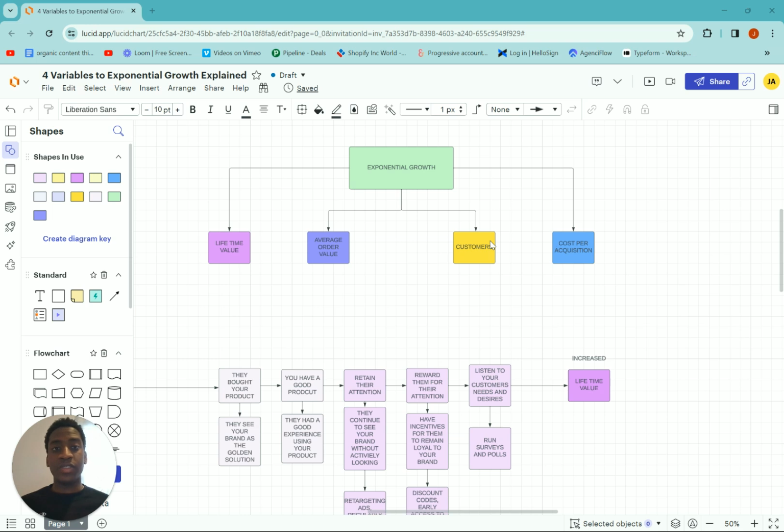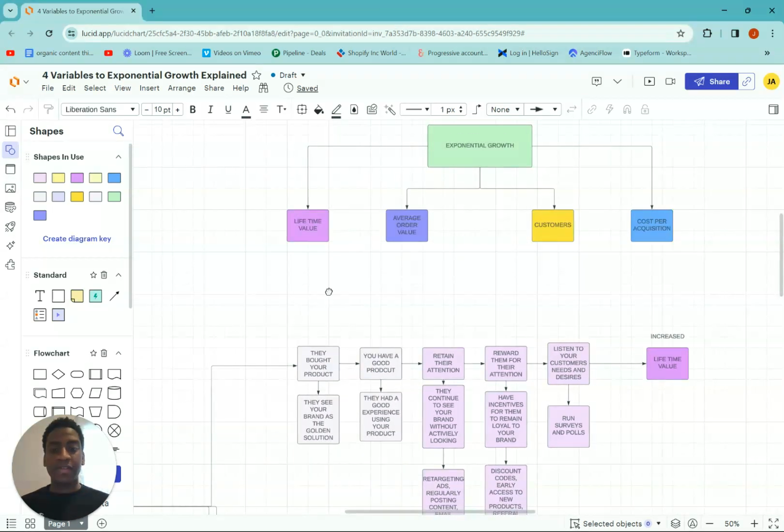Okay. Now, customers refers to the number of customers you have. So everyone knows this. The more customers you have, the more likely you are to make more money because there's more people available to buy your products. Now, cost per acquisition refers to the expense in acquiring new customers. So that's pretty simple. That's something you want to lower.